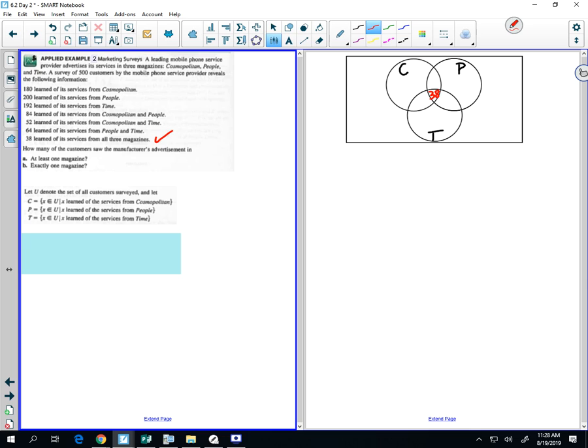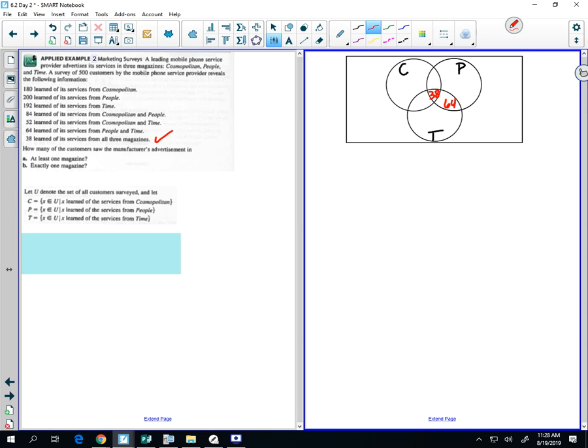64 learned from People and Time. So People and Time is 64. Can I put 64 right here? No, because that also includes the 38, right? So you have to take 64 minus 38 so that together that's 64. I'm not trusting my math skills. So that would be 26.